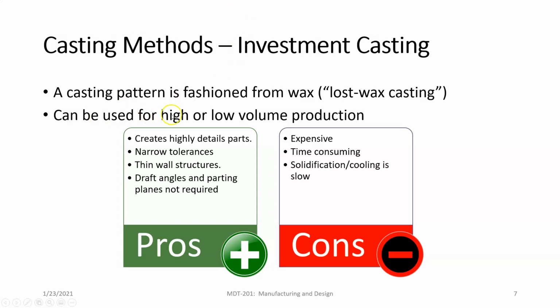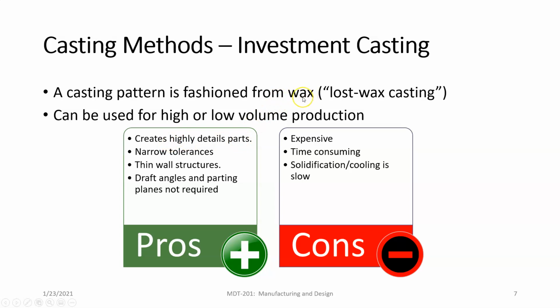Investment casting can be used for high and low volume production. I think one of the videos I have in there, you can see a robotic arm that is helping to create the investment casting. So as long as robots are involved, you're talking about high production, or at least relatively high production. Okay. It can create highly detailed parts, right?